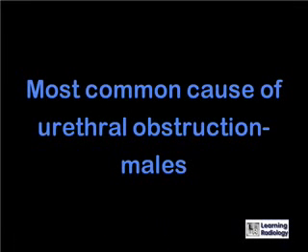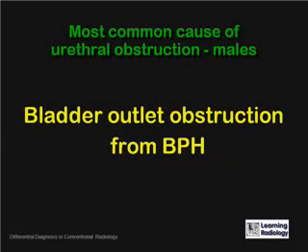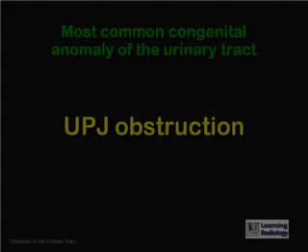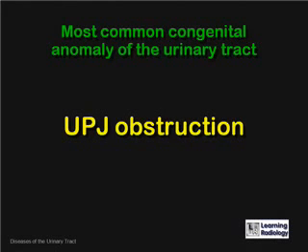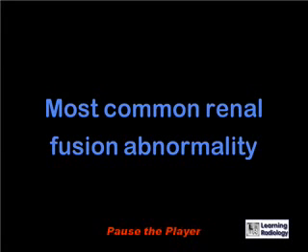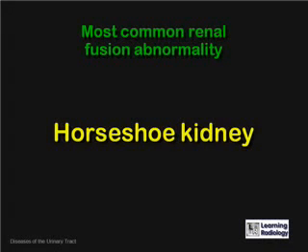What is the most common cause of urethral obstruction in males? Bladder outlet obstruction from benign prostatic hypertrophy. What is the most common congenital anomaly of the urinary tract? Ureteropelvic junction obstruction. What is the most common renal fusion abnormality? Horseshoe kidney.